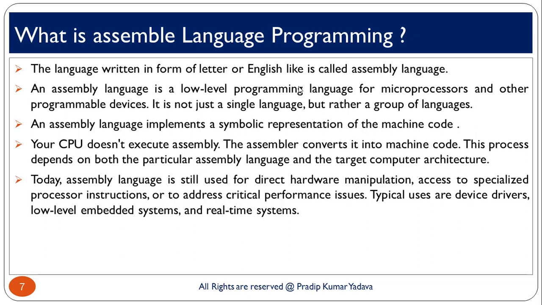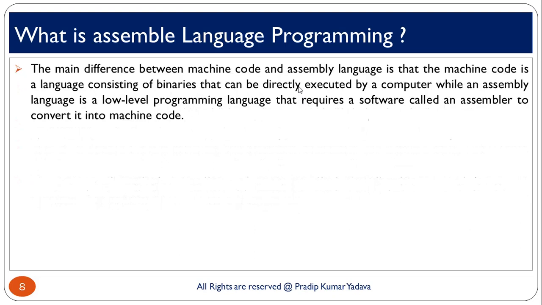Today assembly language is still used for direct hardware manipulation, access to specialized processor instructions, or to address critical performance issues. Typical uses are device drivers, low-level embedded systems, and real-time systems. The main difference between machine code and assembly language is that machine code is a language consisting of binary that can be directly executed by the computer, while assembly language is a low-level programming language that requires software called an assembler to convert it into machine code.